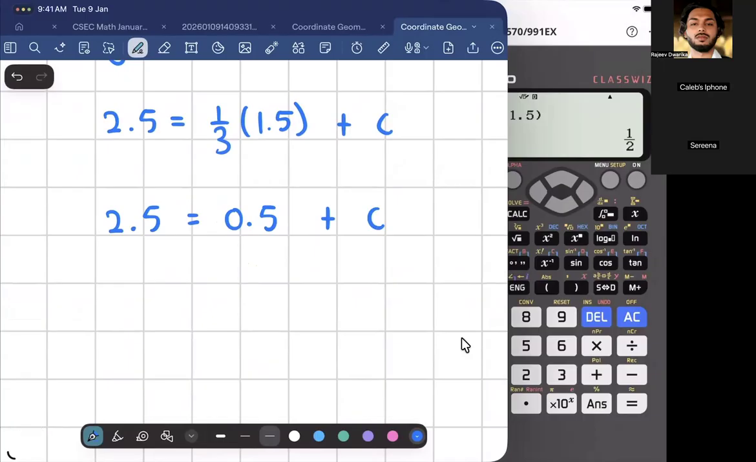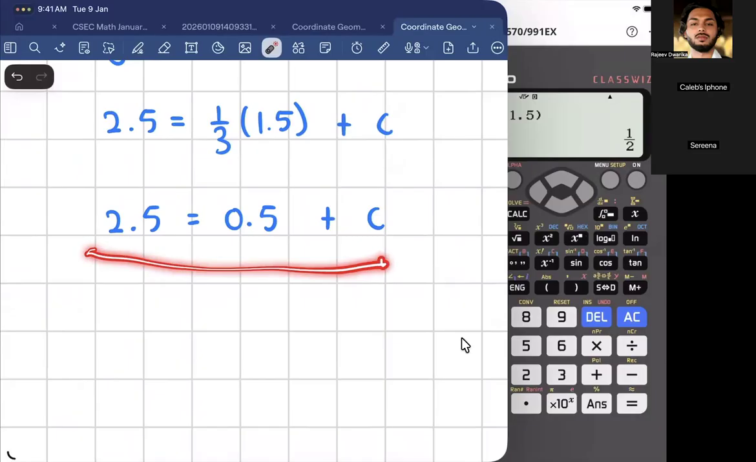Put the 2.5 on the other side. Say that again? Put the 2.5 on the other side of the equal sign. Not quite. C is the unknown here. We're trying to make c the subject of the formula, so we want c to be by itself. We don't really care where c is once it's by itself. So put 0.5 on the other side.